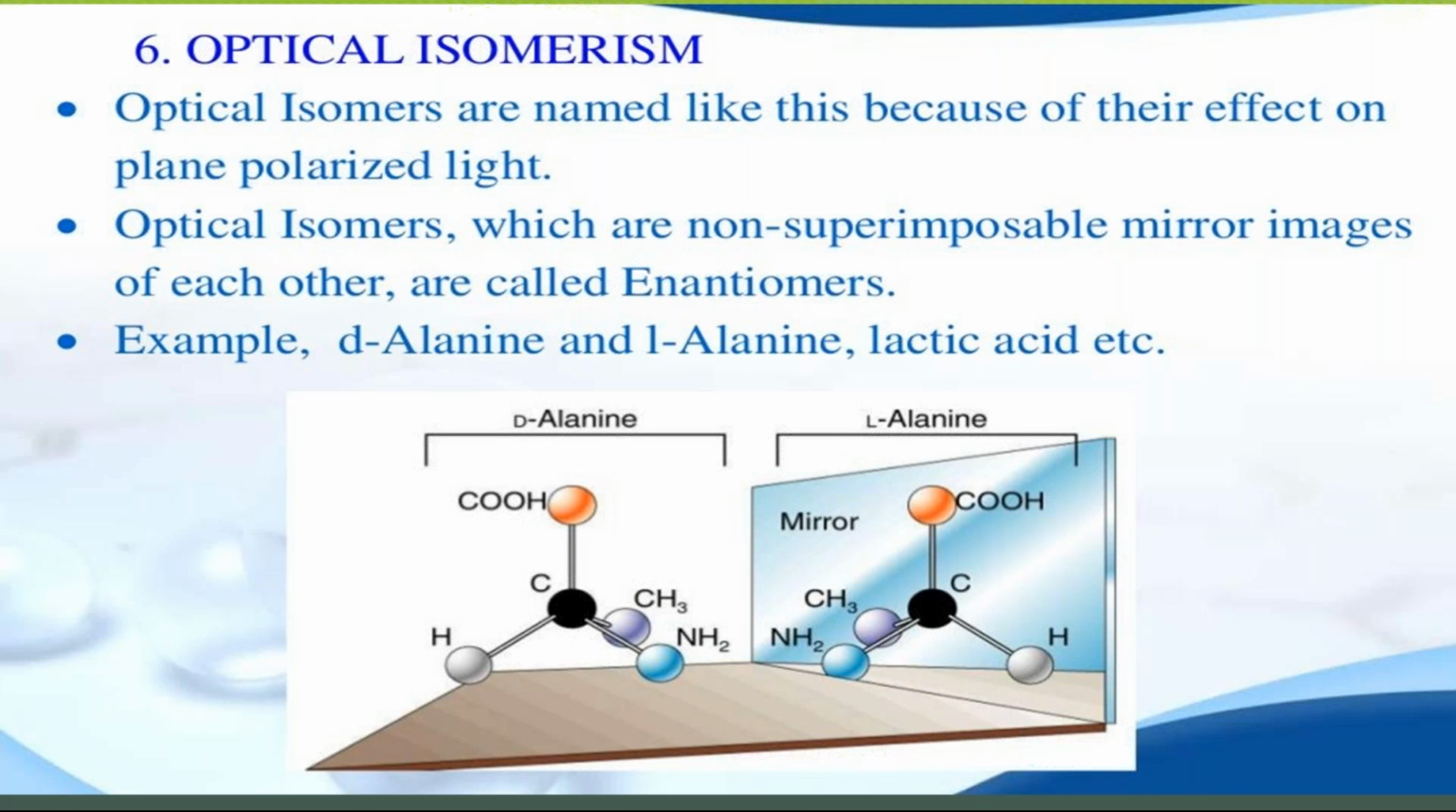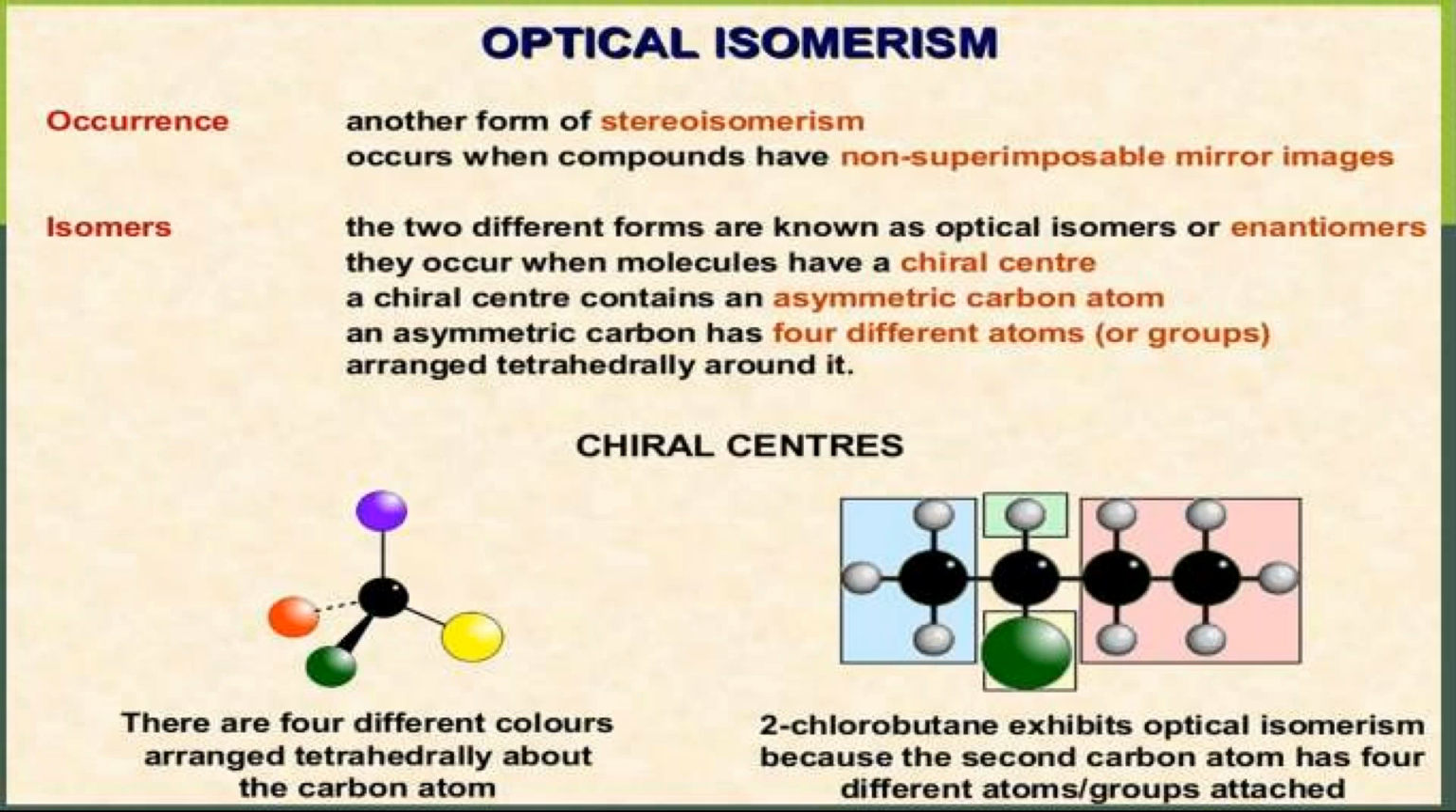So optical isomers are non-superimposable mirror images of each other. They are called enantiomers. For example, if you take D-alanine, L-alanine and lactic acid, they are all optical isomers. So this is another form of stereoisomerism, which occurs when compounds have non-superimposable mirror images. The two different forms are known as optical isomers or enantiomers.